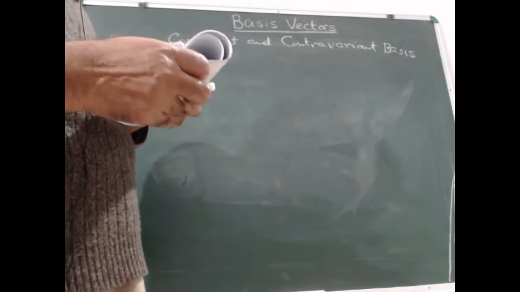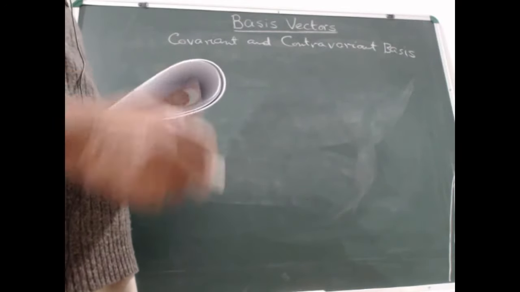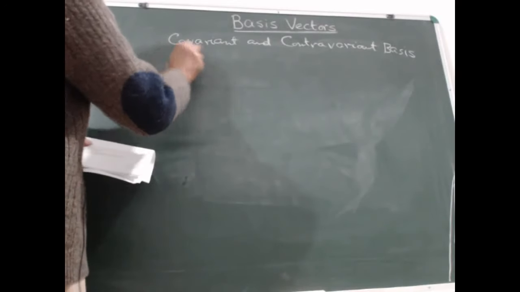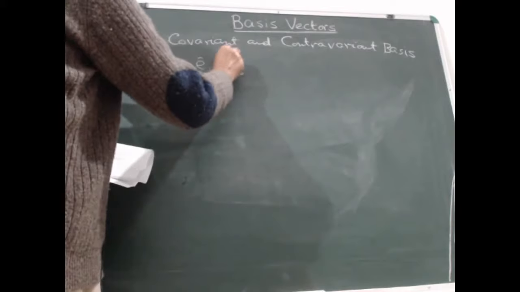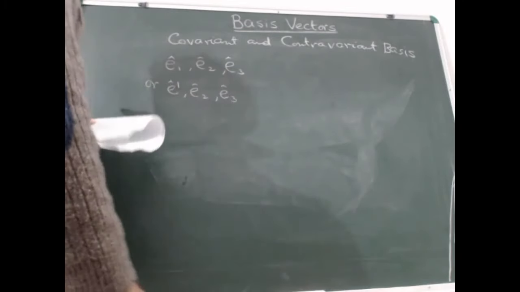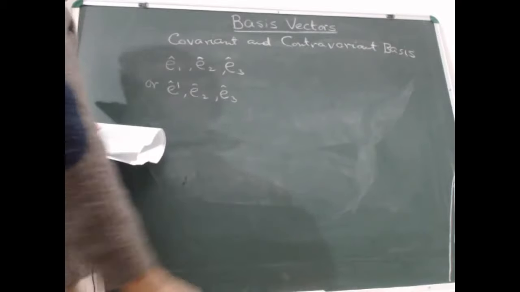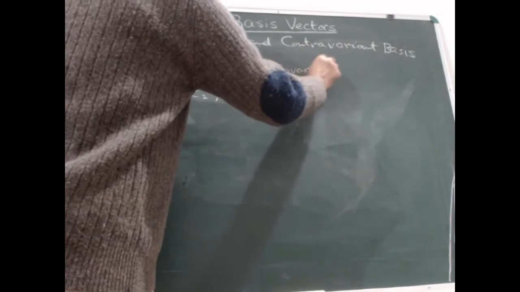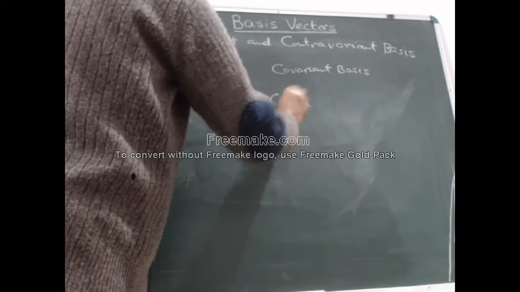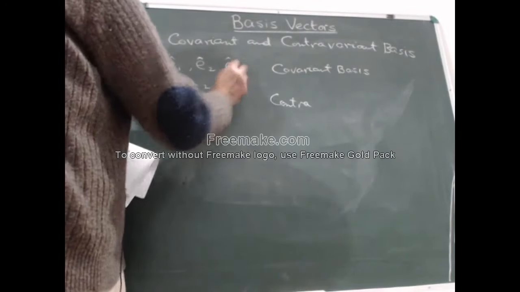Covariant vectors are designated with lower indices, while contravariant vectors are designated with upper indices. For a general curvilinear coordinate system, there are two sets of basis vectors for every point, E1, E2, E3 or E^1, E^2, E^3. Here E1, E2, E3 is along the coordinate axis and this is called the covariant basis. And these are the contravariant basis. The bases which are perpendicular to the coordinate surface are denoted by superscripts: contravariant.